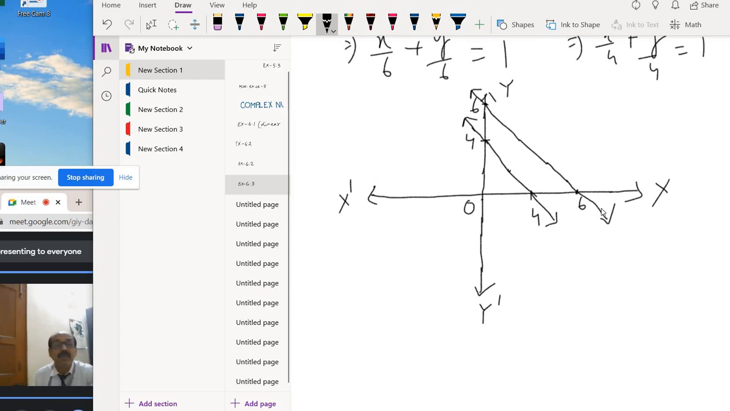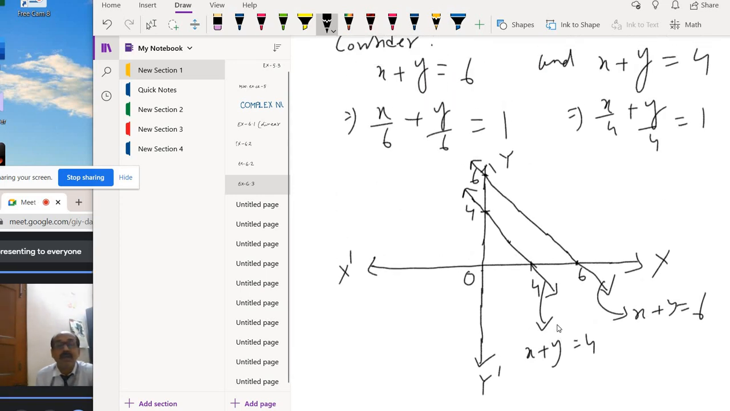Okay, so this line is x plus y equal to 6, and this one is x plus y equal to 4. Now find the direction. Drawn both the lines. Yes, sir. Now find the direction.